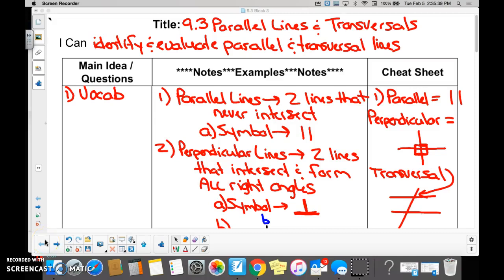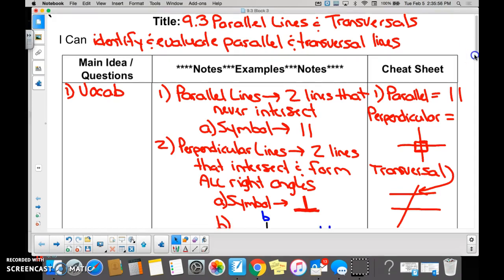9.3 parallel lines and transversal. I can identify and evaluate parallel and transversal lines. Thank you, Sophia. So I can identify and evaluate parallel and transversal lines. Can you? Yes. Oh, good.